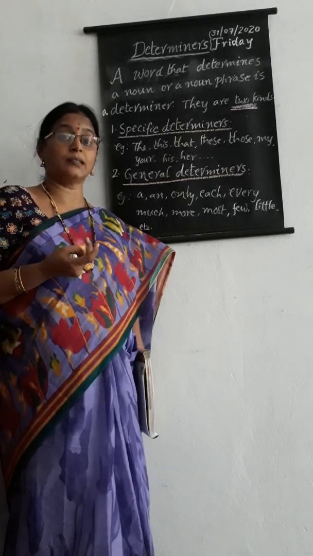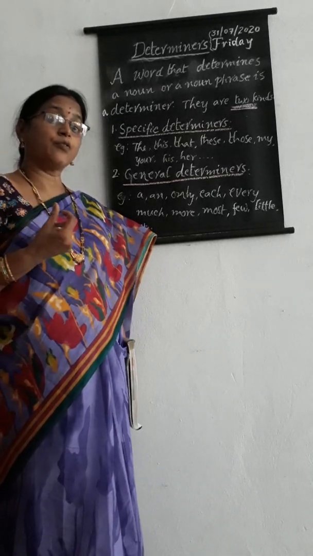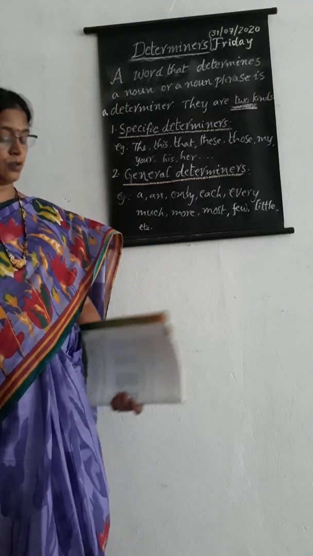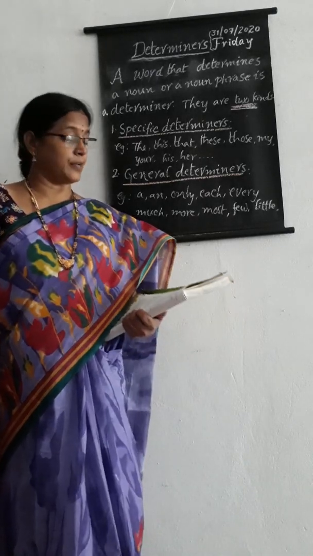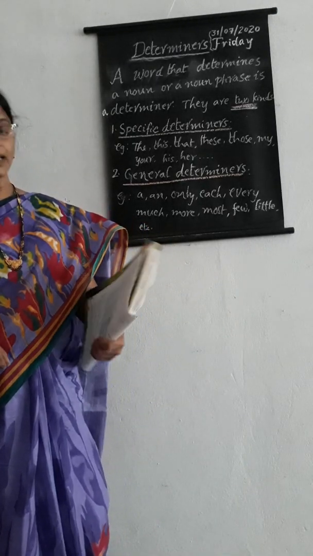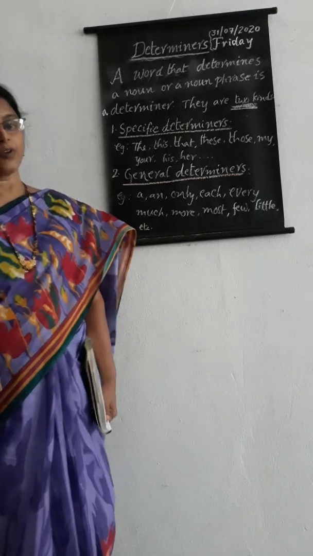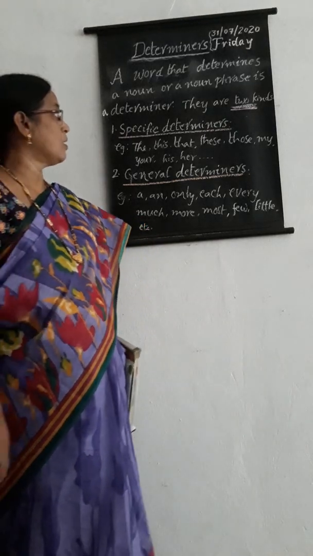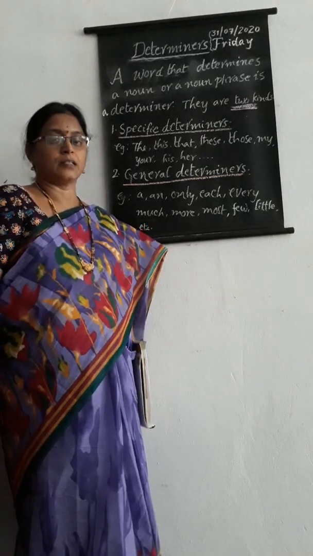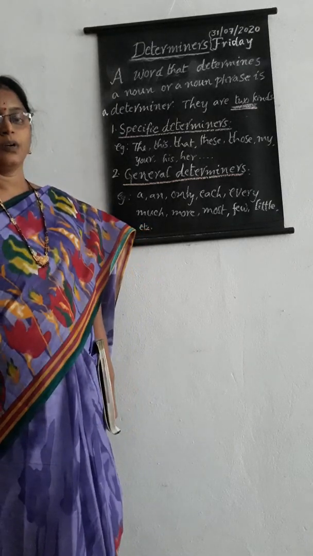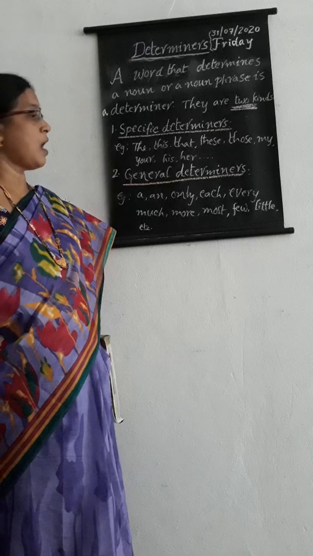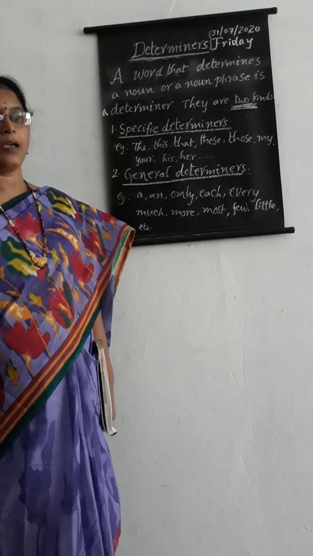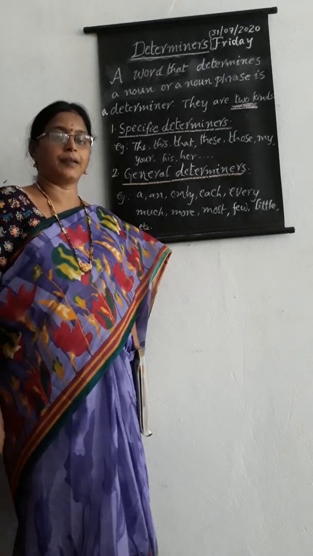Determiners include articles, possessive adjectives, demonstratives, distributives, quantifiers, and interrogatives. First of all, today you should know about articles. I want to teach you about articles. The topic is articles. A, an, and the are called articles.